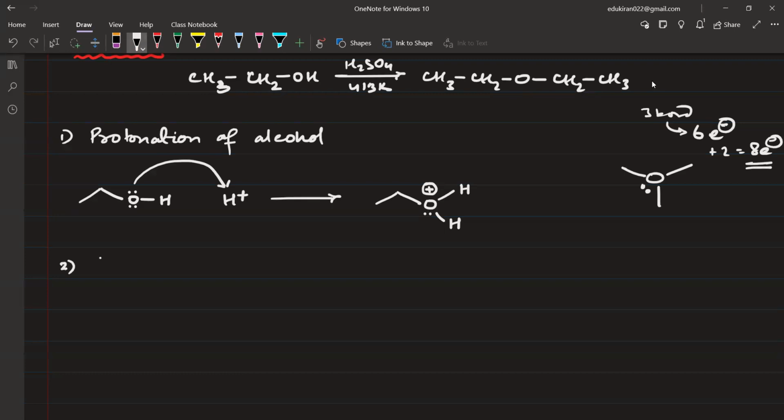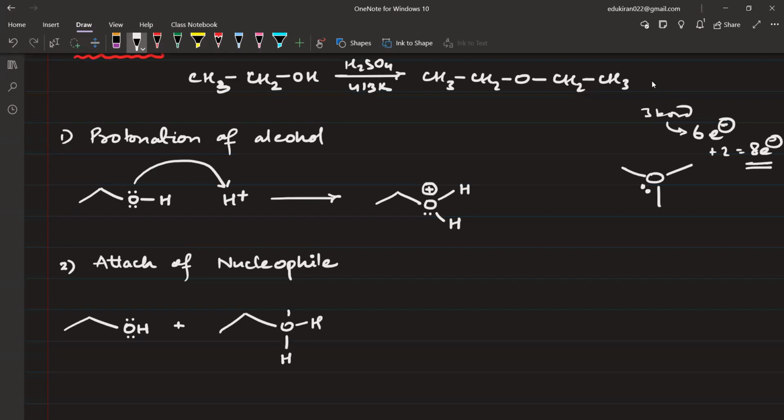After that, the second point is the attack of nucleophile. So nucleophile is an electron-rich species. An electron-rich species is nothing but alcohol itself. Now the alcohol oxygen atom is electron-rich. So it will attack the protonated alcohol. So protonated alcohol is having this type of structure with the positive charge on the oxygen atom. Now it seems a very good thing to attack this lone pair to the oxygen atom because oxygen is having positive charge, but that cannot happen. Oxygen cannot accept any more electrons because it is having already 8 electrons.